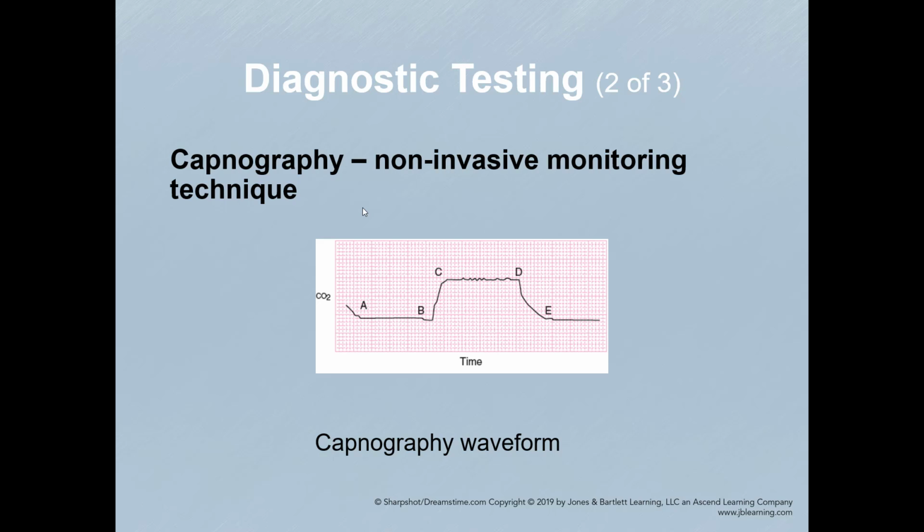But what it is used for is to confirm correct ET tube placement. And when it's used in conjunction with pulse oximetry and ECG monitoring, capnography can also provide an insight into the ventilation aspect of the patient and indirectly to the circulation and metabolism of the patient.